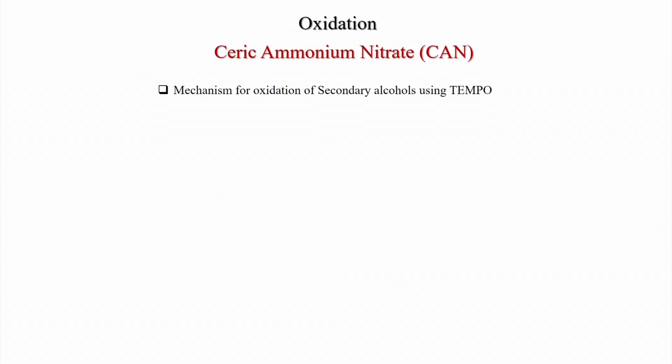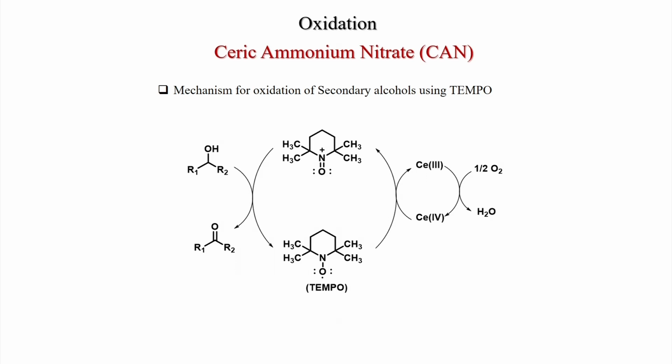And now we will discuss the mechanism of oxidation of secondary alcohols using TEMPO and ceric ammonium nitrate. So, this is the TEMPO, this tetramethyl piperidine N-oxide, there is a radical, this one, and this is also a single electron oxidant, and ceric 4 to ceric 3, this is also a single electron oxidant. So, what happens, TEMPO first goes to the N-oxide, it gets 1 electron oxidation by cerium, and cerium 4 becomes cerium 3, and this species actually oxidizes the secondary alcohol to the ketone.